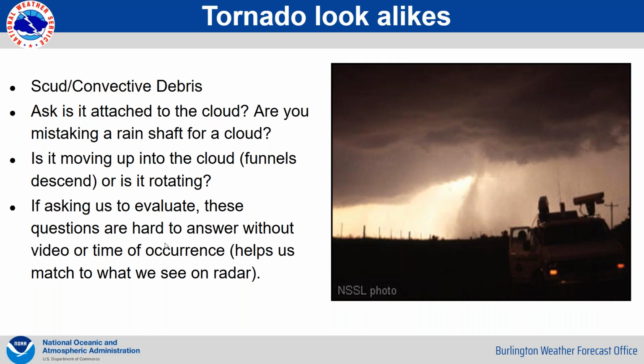We'll get a lot of calls saying that they are tornadoes, but really ask yourself, is it attached to the cloud? Could you be mistaking it for a rain shaft, like in this photo where rain is fanning out from the downdraft and creating the appearance of something that really is just the edge, where optically it could look like it, but it's not? Ask if it's moving up into the cloud, because funnel clouds are always going to descend.